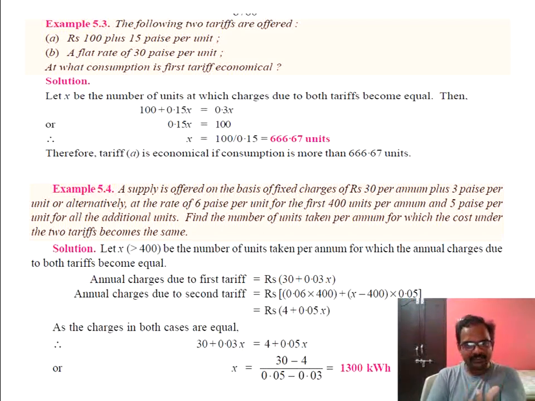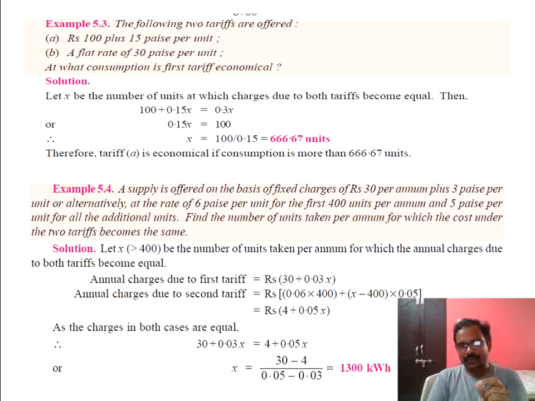That means if I consume 666 units, tariff 1 and tariff 2 both will give me the same amount of charge. But the problem asks us to find at what consumption the first tariff is economical. So let's work it out. Let's take one case less than 666 units, and one case greater than 666 units. Case 1: I am taking the number of units as 100, which is less than 666, and substituting in the equation. That means calculating the first tariff.